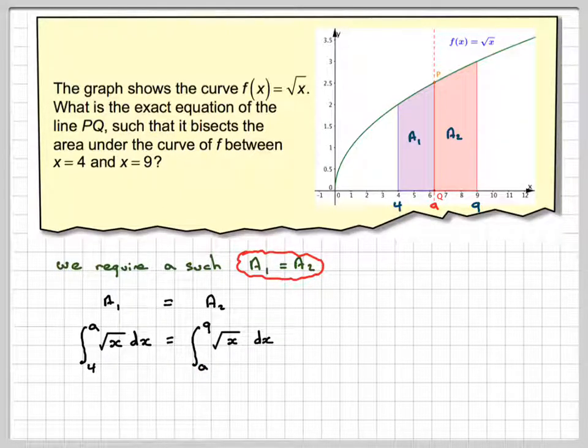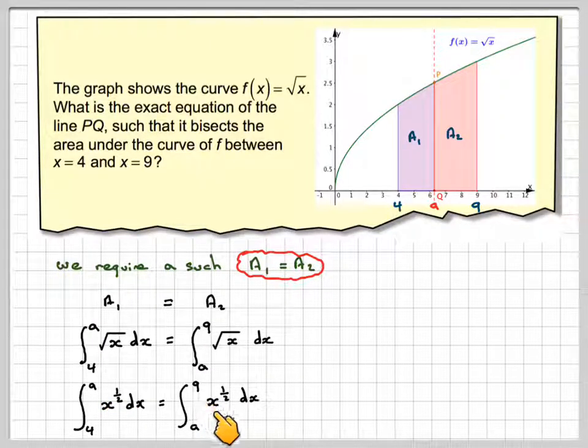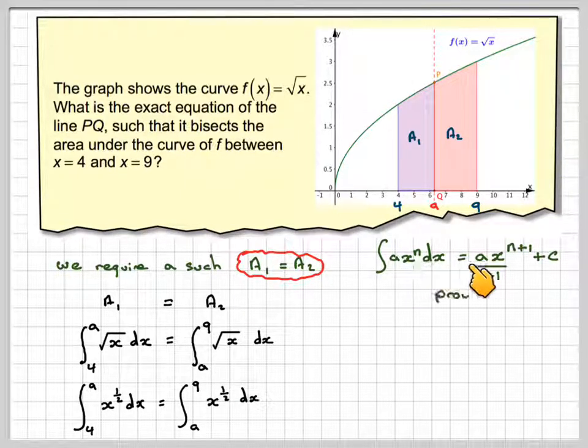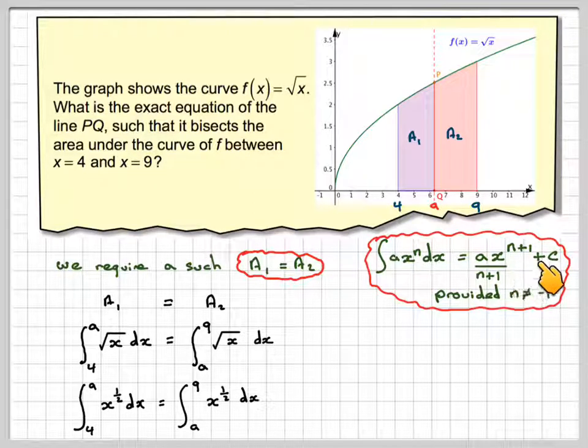So what we're doing is we're taking the problem and forming an equation here. We'll just use our rules of integration. When we've got square root signs, we need to replace them with indices. So that would be the integral from 4 to A of x to the half dx is equal to the integral from A to 9 of x to the half dx. Now when we integrate a x to the n, we add 1 to the power and divide by the new power, plus c, provided n is not equal to minus 1.